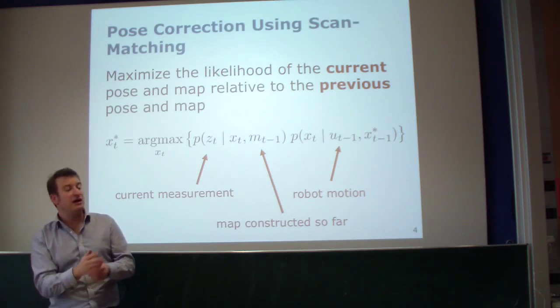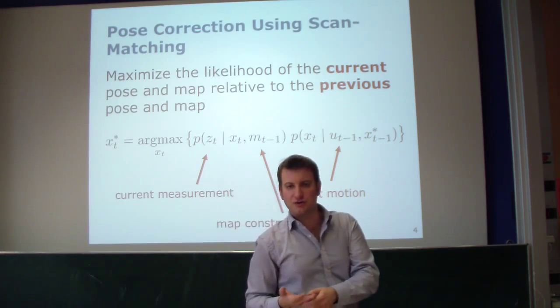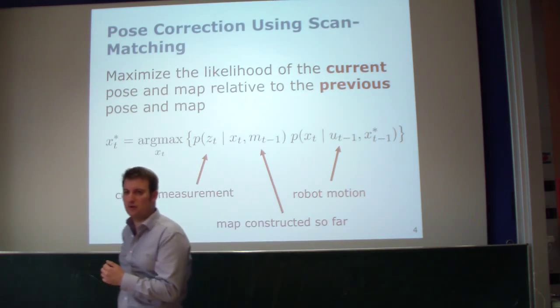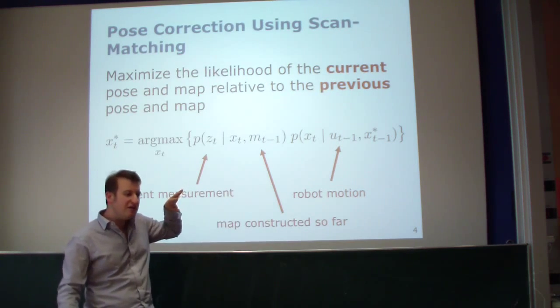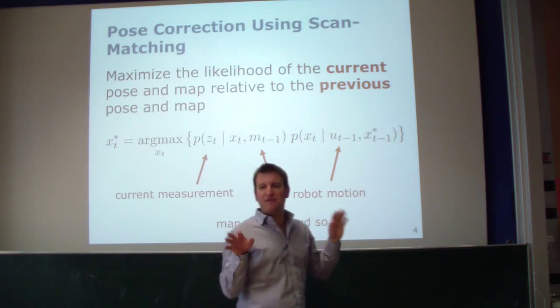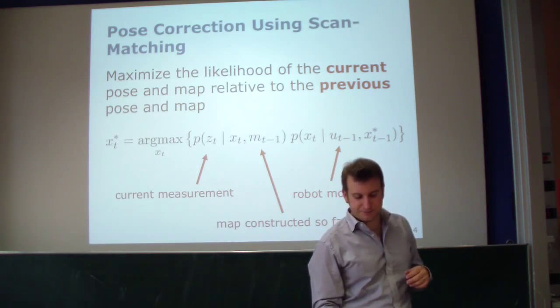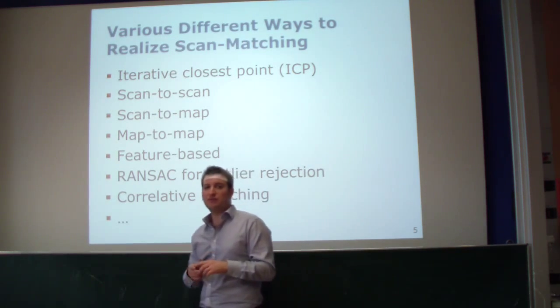That's called scan matching. It cannot account for things like loop closure, all these more sophisticated things that we did in SLAM. It's just a very, very basic technique. You can see that there's an easy way of correcting the odometry if you have an accurate sensor. And as I said, there's a whole zoo of different scan matching approaches out there.